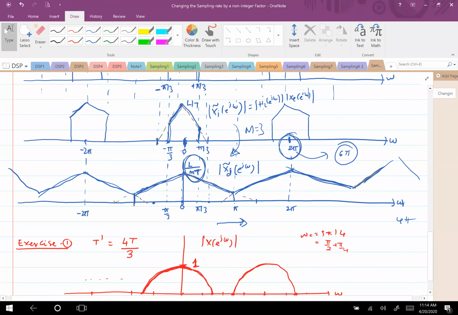So that's all you do here. There is nothing more here. We are done with it. With this, changing the sampling rate by a non-integer value, which is a rational factor, in fact. Okay, so that's all from my side for this sampling. What's your overall impression about sampling?